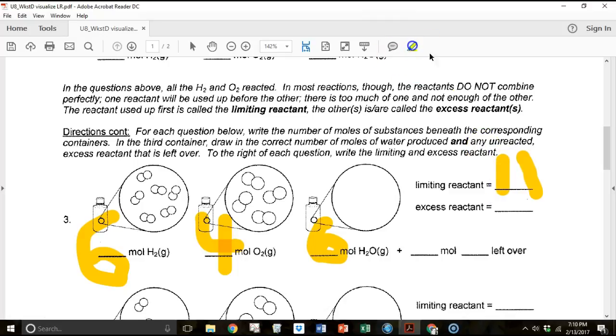Why is this giving me a hard time? Limited by the hydrogen. There we go.